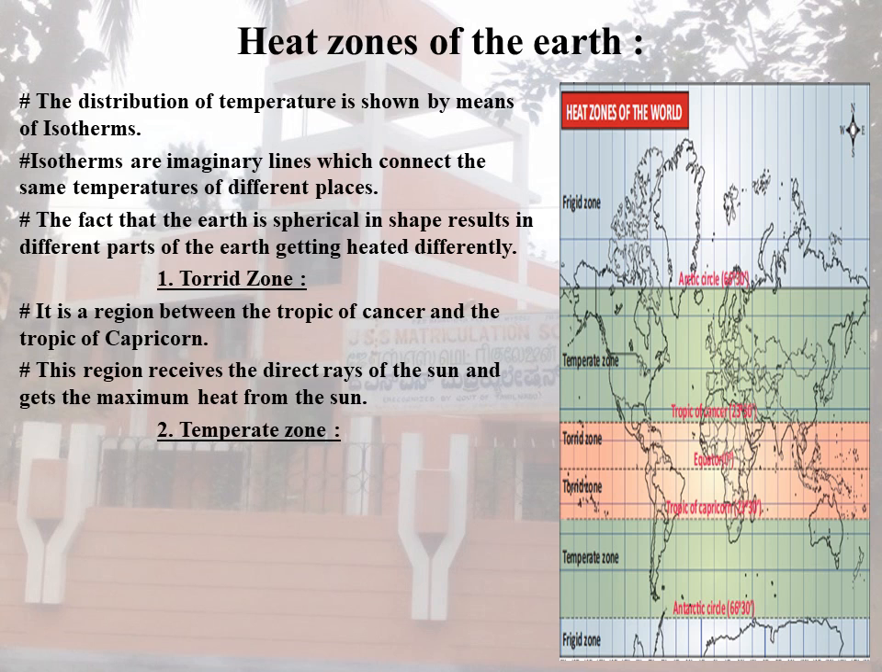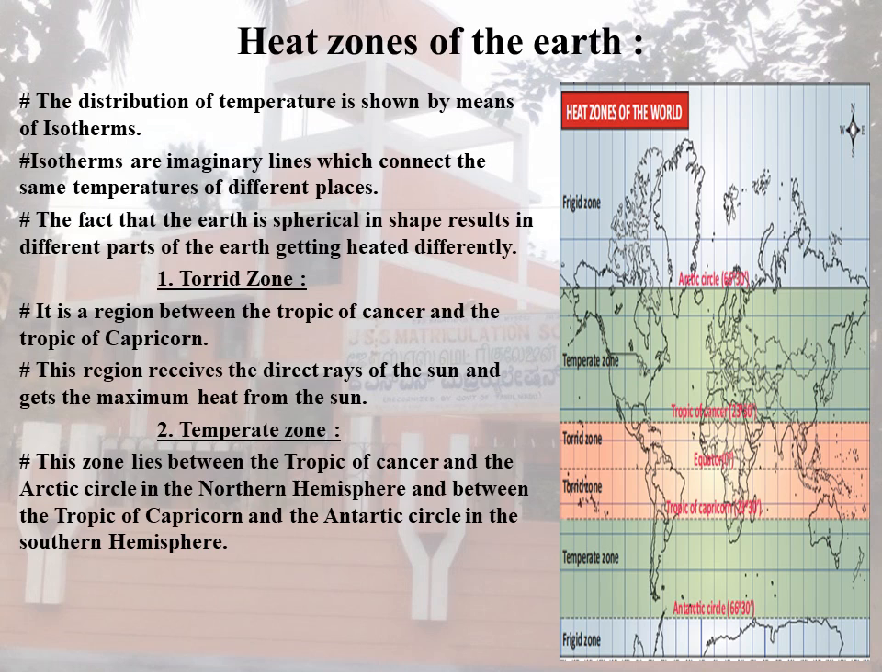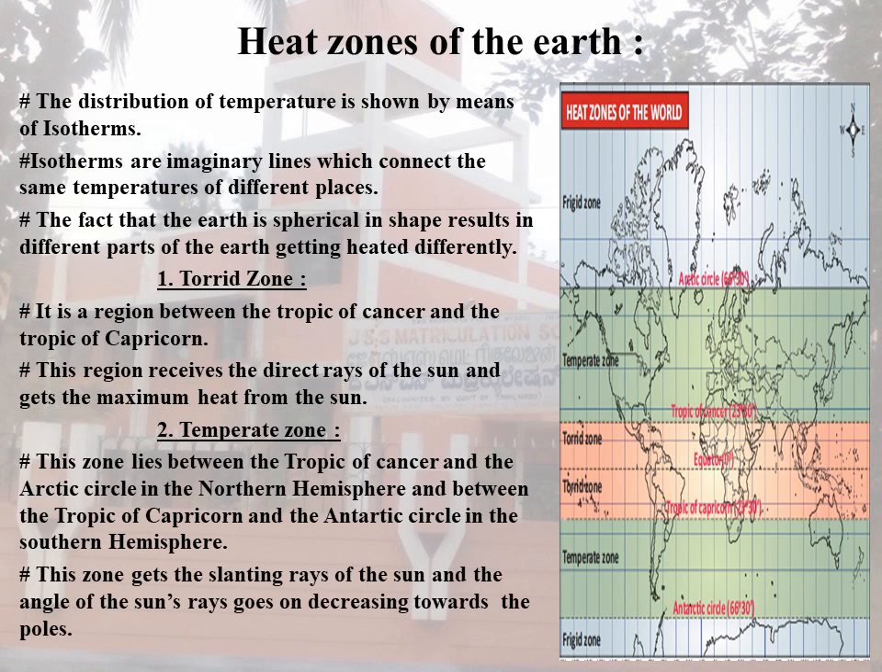The next one is the temperate zone. This zone lies between the Tropic of Cancer and the Arctic Circle in the northern hemisphere, and between the Tropic of Capricorn and the Antarctic Circle in the southern hemisphere. This zone gets the slanting rays of the sun, and the angle of the sun's rays goes on decreasing towards the poles. This zone experiences moderate temperature. It means not too cold and not too hot, so we call it the temperate zone.